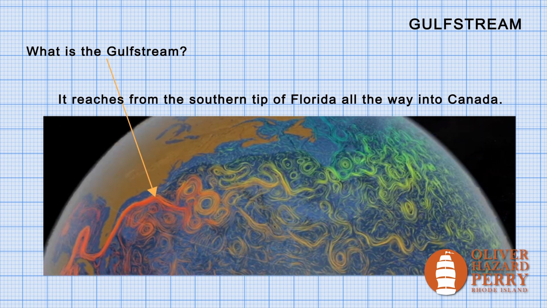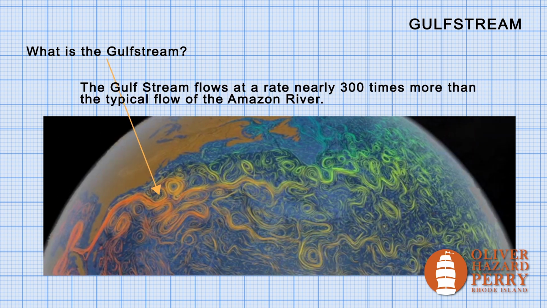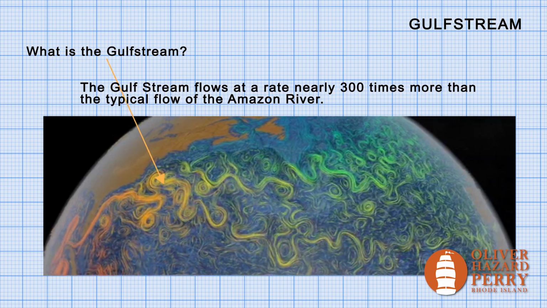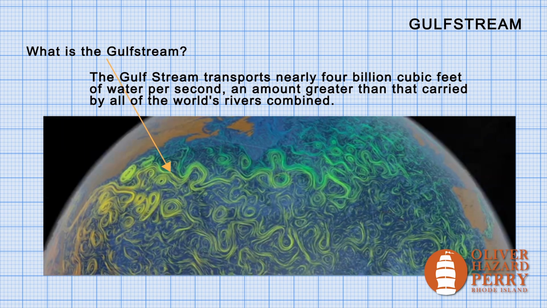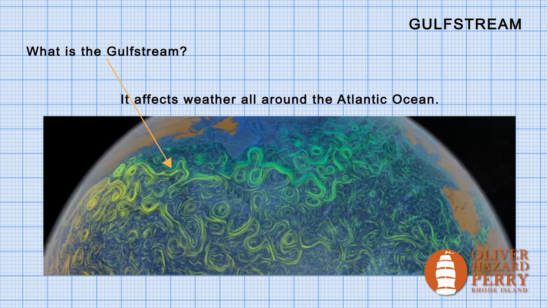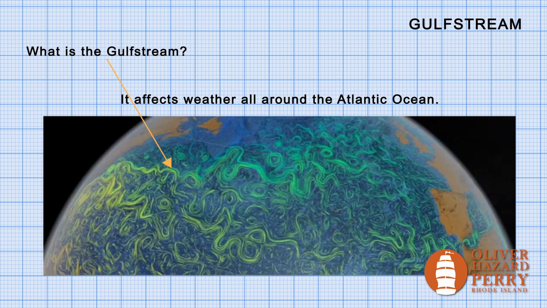The Gulf Stream flows at a rate of almost 300 times that of the Amazon River. It moves 4 billion cubic feet of water every second. That's more than all of the rivers of the world combined. It affects weather all around the coasts of the Atlantic Ocean.